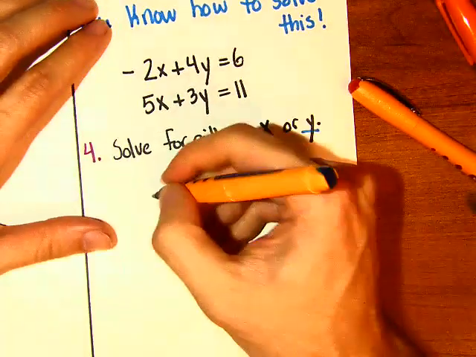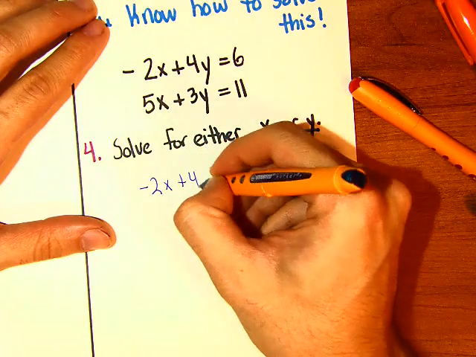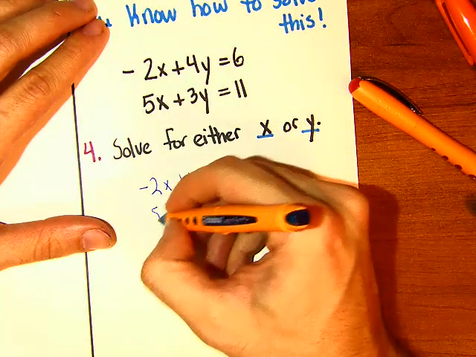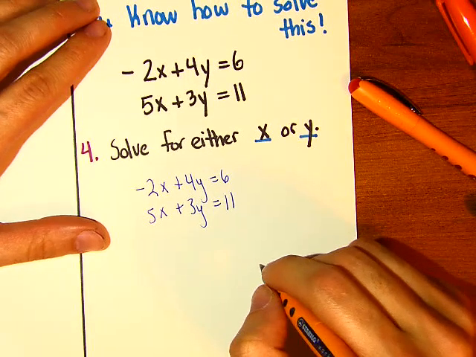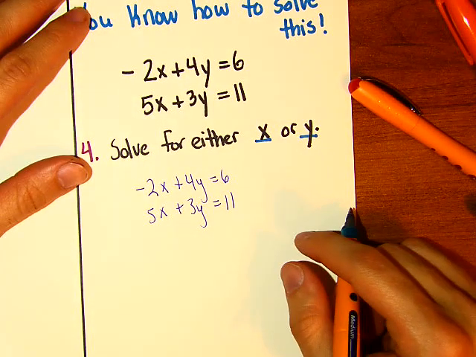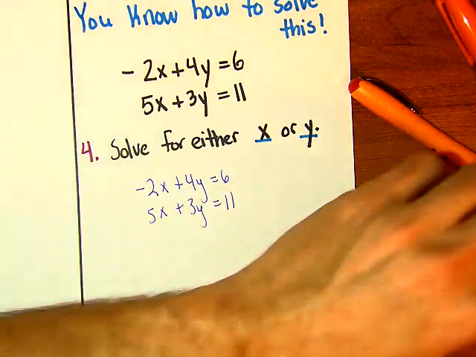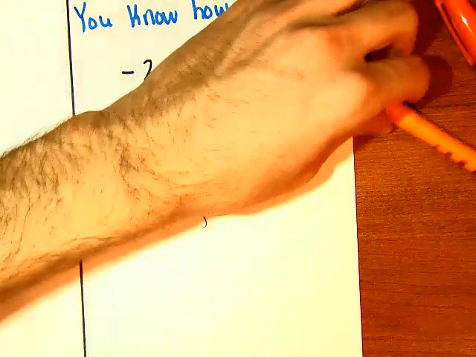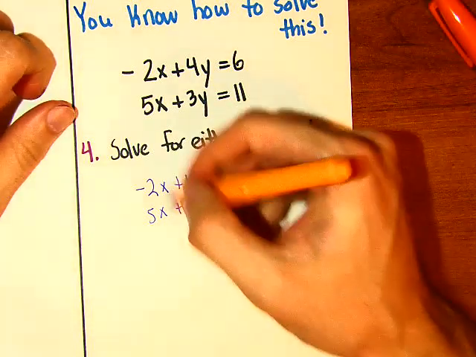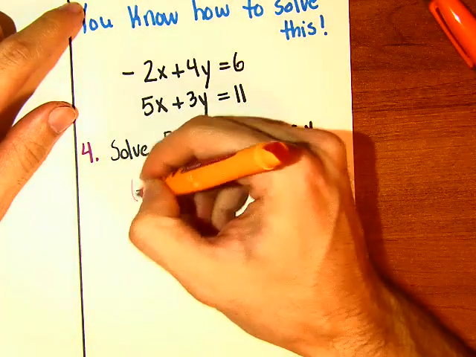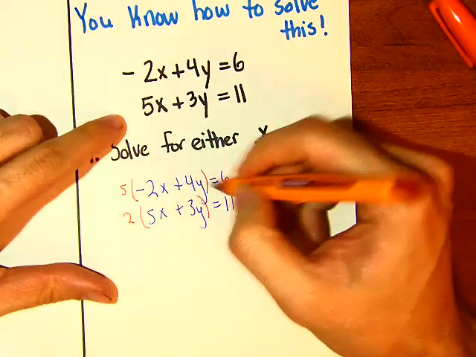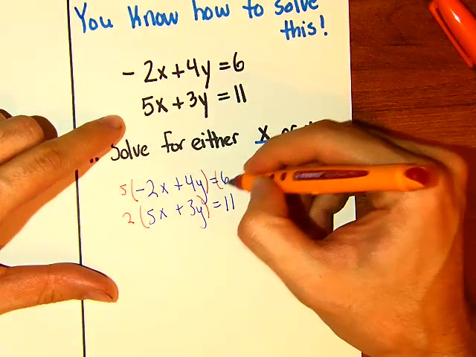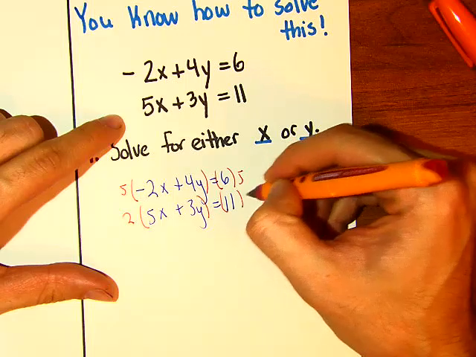So here, if I have minus 2x plus 4y is equal to 6, and 5x plus 3y is equal to 11, let's eliminate one of the variables. So which variable do I want to eliminate here? Okay, let's eliminate the x. I can multiply this by 5, and I can multiply this by 2. So this becomes like a negative 10x plus 10x.